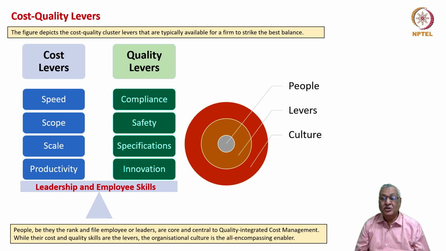And the company's culture is something that integrates all of these things and makes these levers work in the way we have envisaged. People are core and central to quality integrated cost management. While their cost and quality skills are the levers, the organizational culture is something which has to be developed. That's why in the cultural anchors that we have considered in one of the lectures, quality is one of the predominant cultural anchors that has been used by the top leadership.